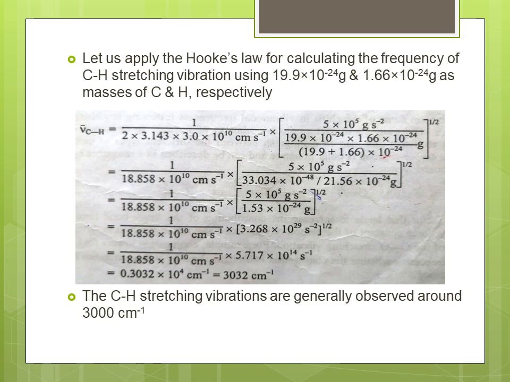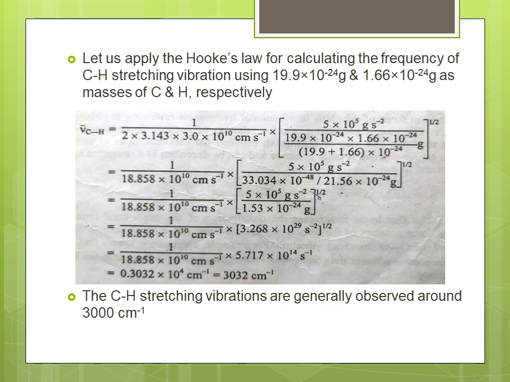Now we will apply this Hooke's law for the calculation of the frequency of CH stretching vibration. As I mentioned earlier, the masses of atoms will be taken in grams. We know that the mass of carbon is 12 AMU, while the mass of hydrogen is 1 AMU, and 1 AMU is equal to 1.66 into 10 raised to minus 24 gram. So we can convert it into grams. The mass of carbon in gram will be 19.9 into 10 raised to minus 24 gram, and the mass of hydrogen will be 1.66 into 10 raised to minus 24 gram.